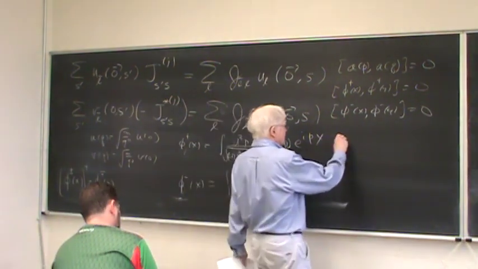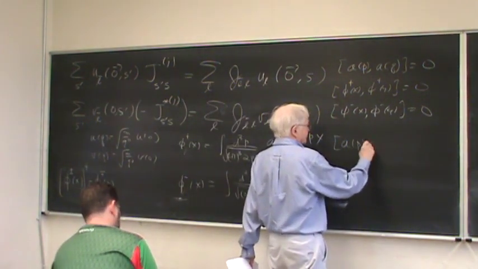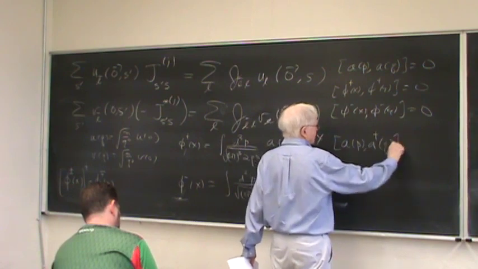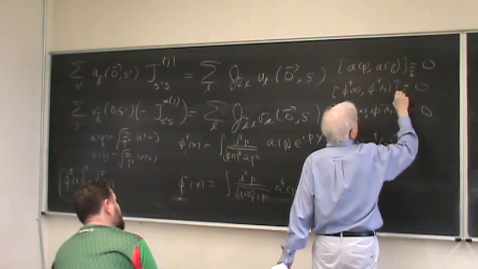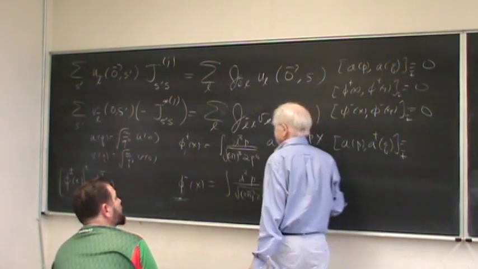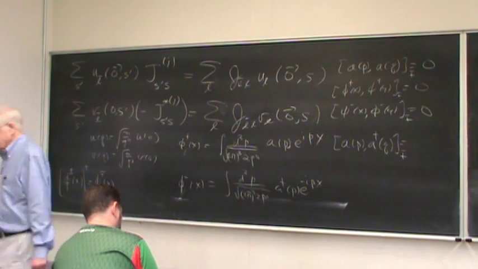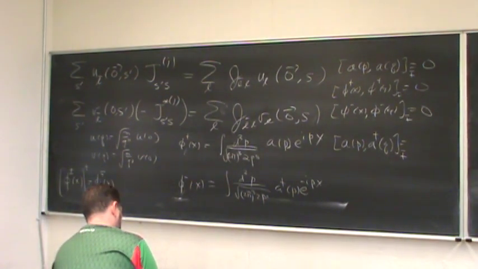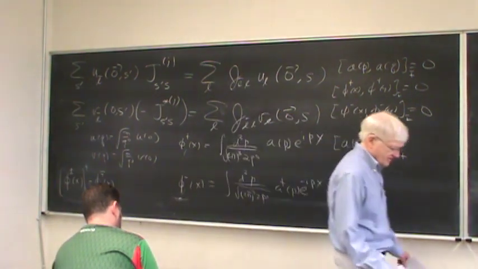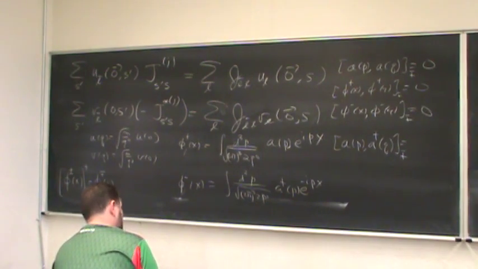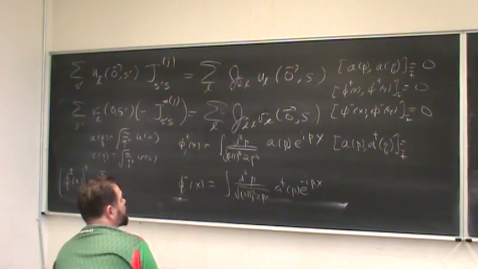On the other hand, we of course have the commutation relation a of p, a dagger of q, minus plus. Let me say minus plus, because we haven't decided. One of the nice things about Weinberg's treatment is that he doesn't assume that the spin zero field or the spin j field is a boson or a fermion. What he shows in the early part of the section on scalar fields is that he basically proves spin-statistics for the spin zero case. He proves that the spin zero field has to be a boson.